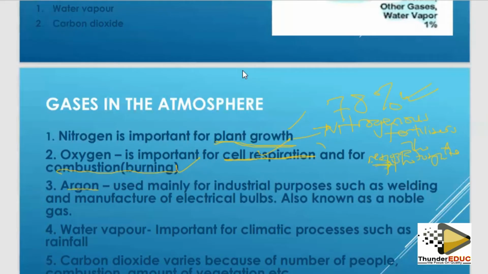Argon is mainly used for industrial purposes, such as welding and manufacture of electrical bulbs. It is also known as a noble gas. Right. That's the rationale of argon. It's a gas of industrial importance, meaning it can be used for different industrial purposes, like welding and the manufacture of electrical bulbs. And we said it's a noble gas, meaning it's a non-reactive gas in the atmosphere. It does not have any reaction in the atmosphere. That is why it's regarded as a noble gas.